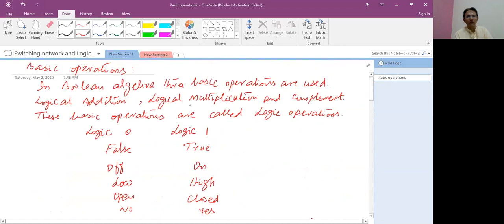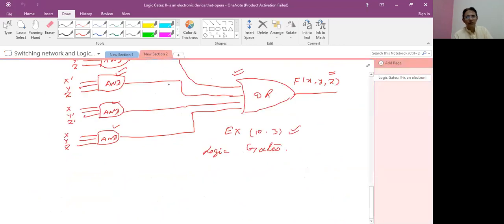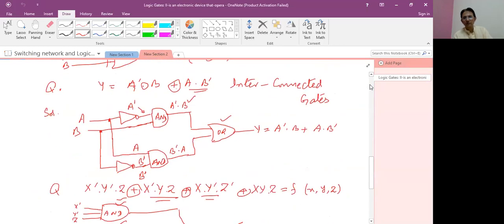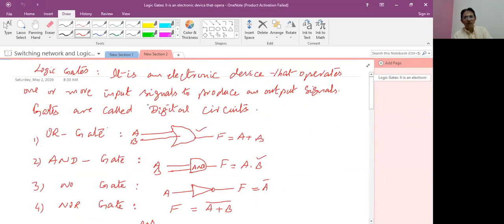Now after that, we will talk about logic gates. What are logic gates? A logic gate is an electronic device that operates on one or more input signals to produce an output signal. It means if you have more than one input signal, it produces only one output signal. So these types of gates are called digital circuits.